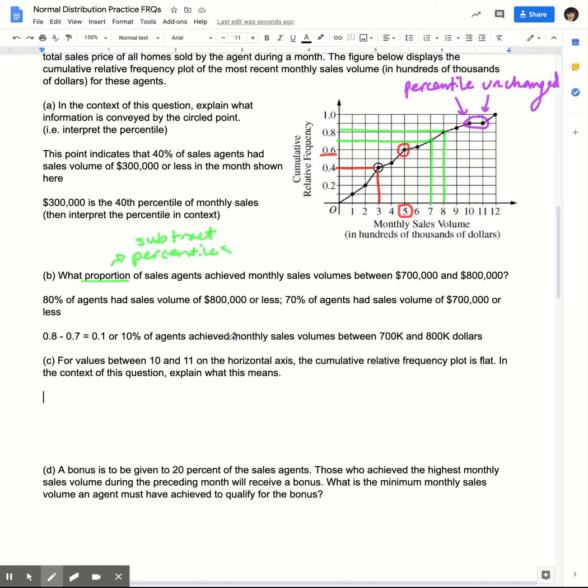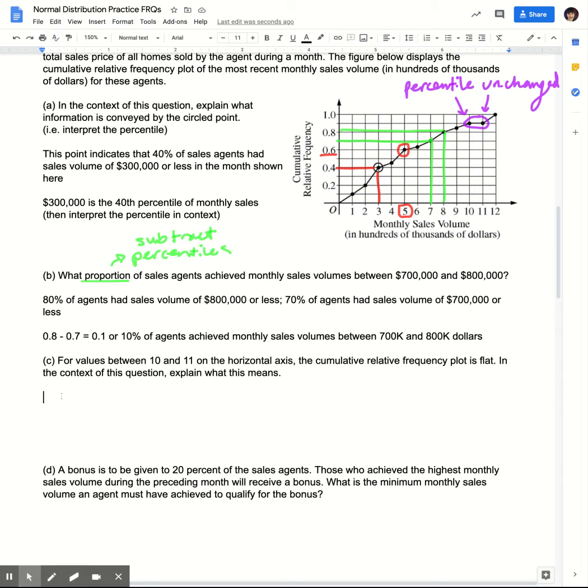Okay, that's what that means. So they're asking, in the context of this question, what does that mean? Well, what that means is that if there was no change between 10 and 11, then there were no extra people that made between a million and 1.1 million dollars, right?